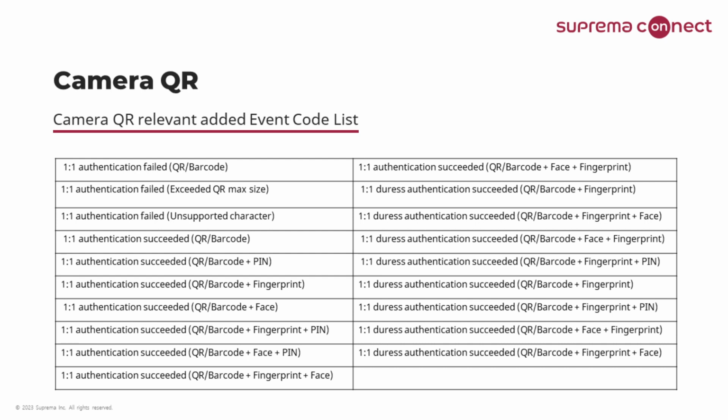Also, there are many more event codes that you might not have seen before, such as exceeded QR max size, which means this is not a barcode or QR code that is supported by BioStation 3. We only support ASCII type or numeric QR that could be read, so please check your QR code as well. An unsupported character also means the data within the BioStation 3 readable QR is not as defined. So if you have any log information or issues you feel like you're facing, you can go to the event log and see why you're getting those events.